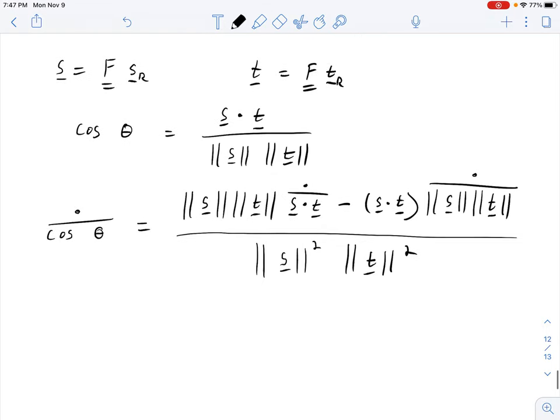All right, well, if we look at the first term here, magnitude S, magnitude T, we can get rid of the squareds. And if we look at the second term, we see that this, and one of the magnitude S, magnitude T, goes to cosine theta.